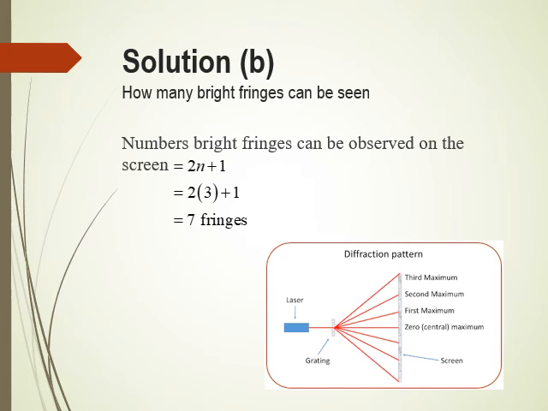According to question A, you have 3rd order maximum. 3rd order maximums means that now you have 3 maximum on either side, 3 above, 3 below. And don't forget about the central maximum. That's why we have a plus 1 in our equation. So to calculate the number of maximums that can be observed on the screen, we use the formula 2n plus 1.